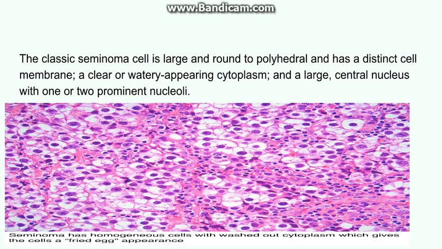Now going to the individual cell. The classical seminoma cell is large, round to polyhedral. We can take an example of this cell. It is polyhedral, and we can see the polyhedral margins. It has a clear or watery appearing cytoplasm. The cytoplasm is not eosinophilic, it is watery, it's clear, and in the center we have a central nucleus which can show one or two prominent nucleoli. This is a typical appearance of the seminomatous cell.